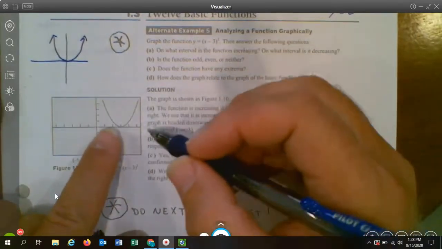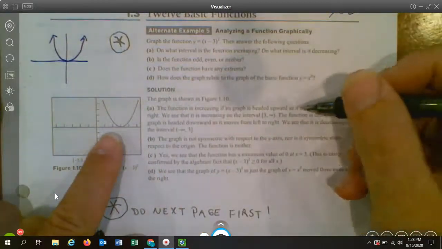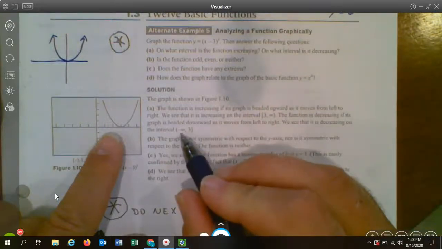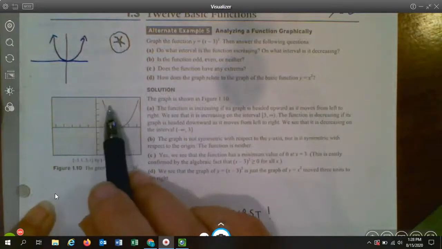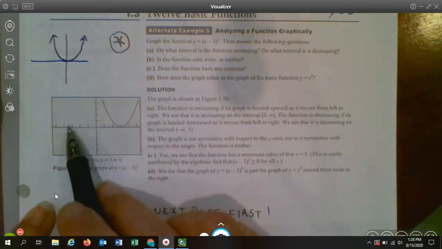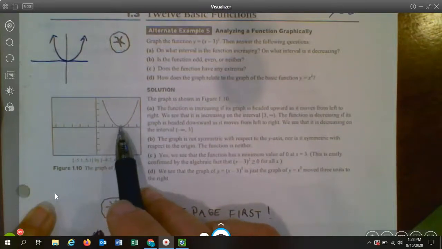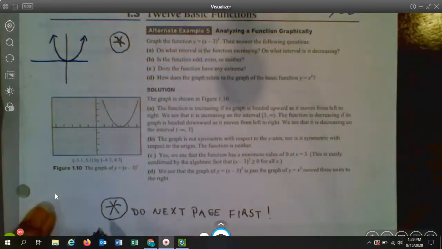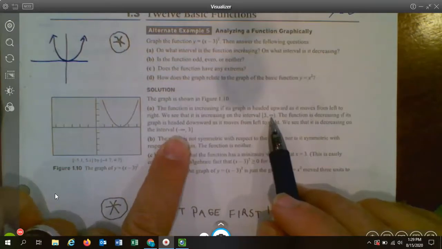So as far as decreasing, we would say that it is decreasing from negative infinity all the way up until I get to 3. Because remember, this goes on and on forever, right? So from negative infinity all the way until I get to 3, it was a decreasing function. But from 3 to positive infinity is going to be our increasing function. And so those are the ways we would have written that.